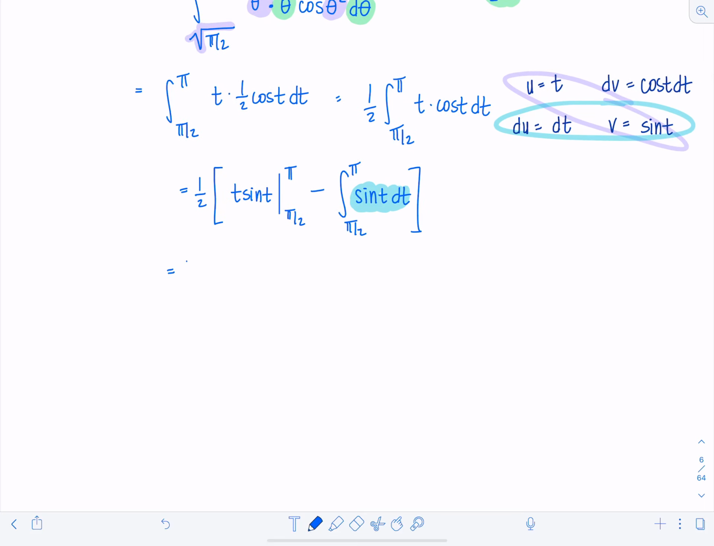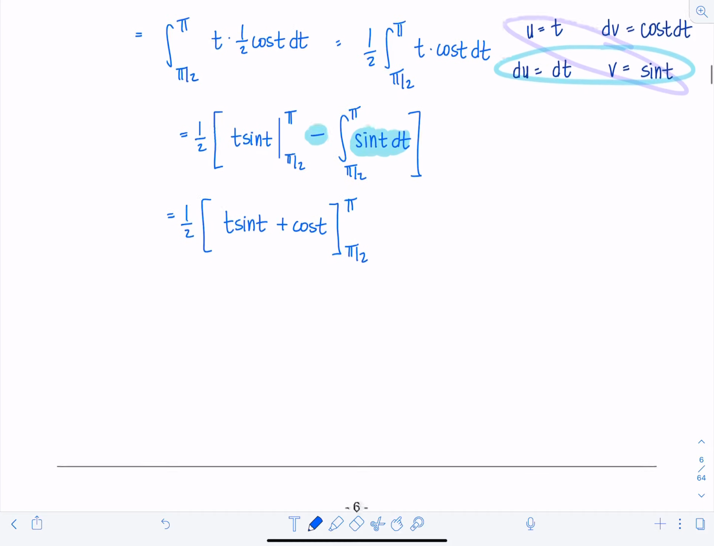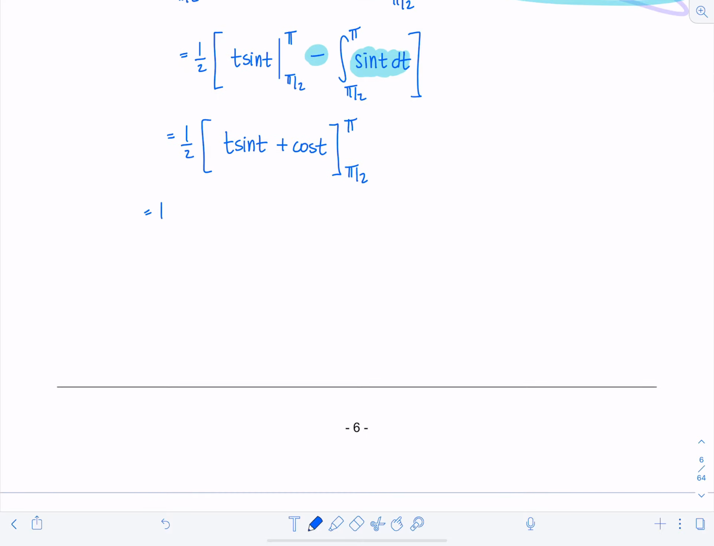Okay, so we've got a 1/2 t sine t. There's already a negative sitting here. So antiderivative of sine t is negative cosine t, but now this is going to be plus cosine t. Everything's anti-differentiated, so I can evaluate all of it from pi over 2 to pi. Don't forget the 1/2. So we've got 1/2. Take your time here. Pi times sine of pi plus cosine of pi minus pi over 2 sine of pi over 2 plus cosine pi over 2.